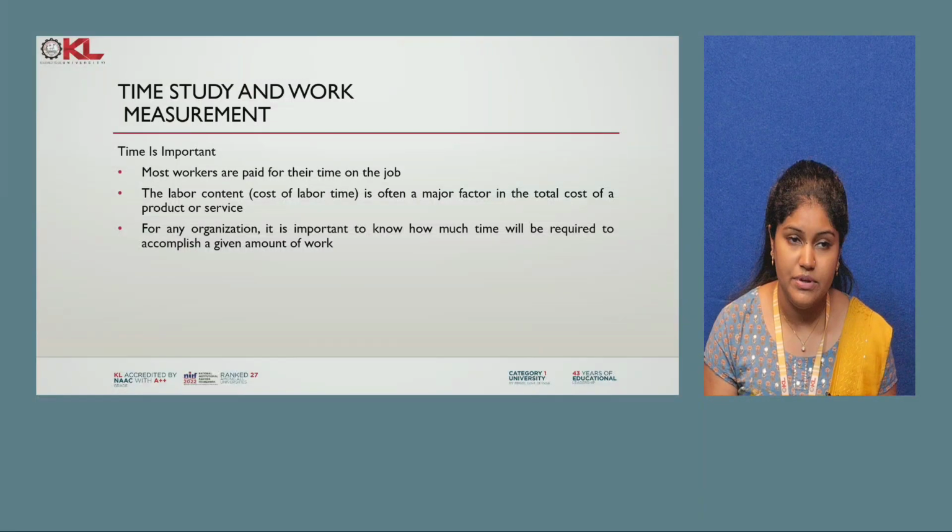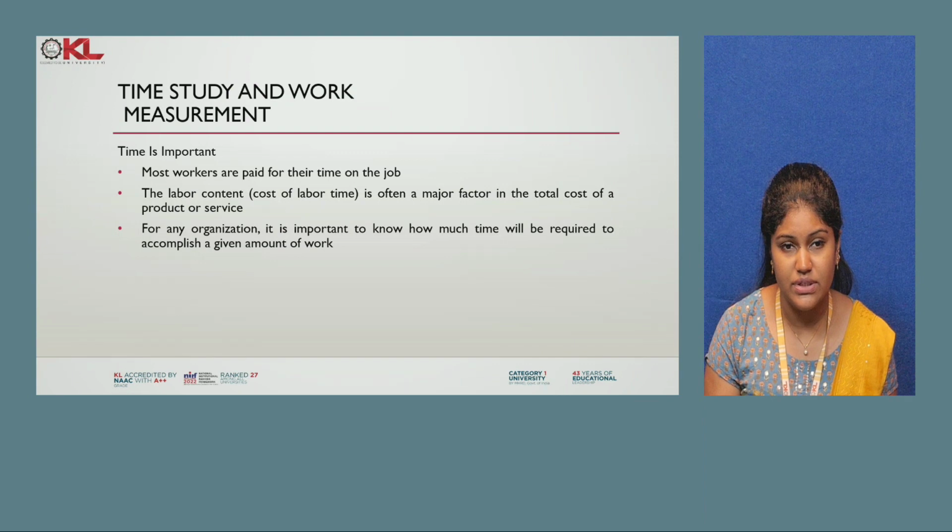Time study and work measurement. Time is important. Most workers are paid for their time on the job. The labor content: most workers are paid for the time, for 8 hours they will be paid for an 8-hour job. So the labor content, that is the cost of labor time, is often a major factor in the total cost of a product or service. For any organization, it is important to know how much time will be required to accomplish a given amount of work.